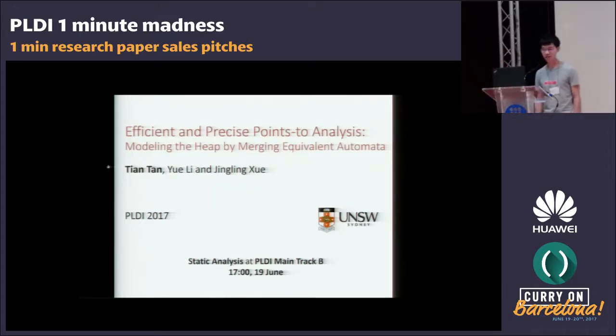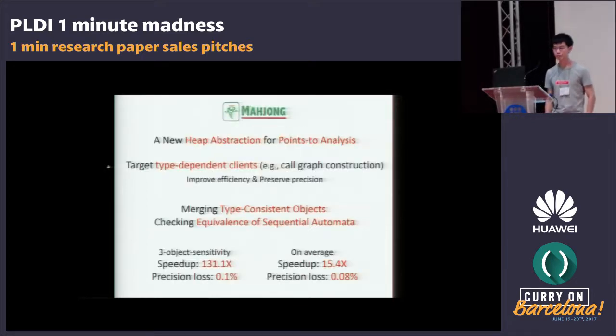Good morning, everyone. I am Tian Tan. This afternoon, I will present our paper, Efficient and Precise Pointer Analysis: Modeling the Heap by Merging Equivalent Automata, at the Static Analysis session at 5 p.m. In this paper, we propose Mahjong, a new heap abstraction for pointer analysis. We target type-dependent clients such as call graph construction. Our goal is to improve the efficiency of pointer analysis while preserving the precision for these clients. We propose type-consistent objects, and our key idea is to merge these objects by checking the equivalence of sequential automata.